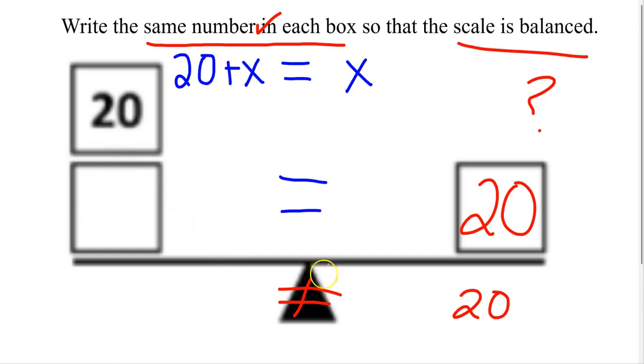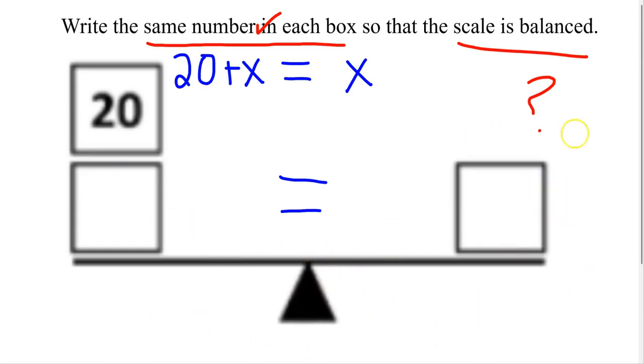We could keep trying different values, but what you're going to find is no matter what you put in the boxes, if the number is the same, it will not keep the scale balanced. This is a representation of an equation that has no solution. There's no value for x that would make both of these values correct, right?